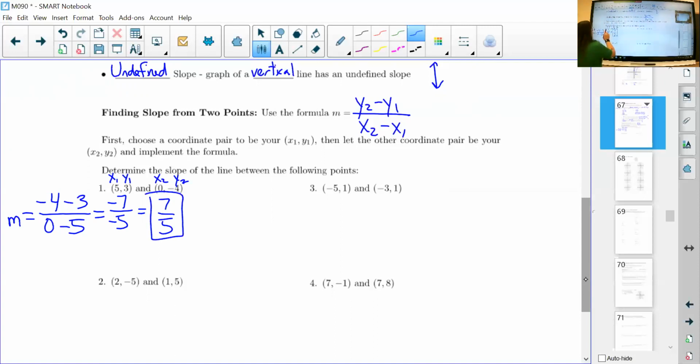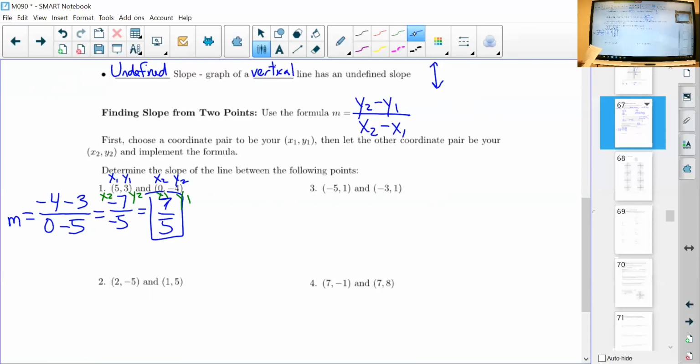Go ahead and try switching these. What happens if you make 5, 3 your x2, y2, and 0, 4 your x1, y1? What do you get? I'll tell you the answer. You should get the same answer. It doesn't matter whether you're looking at this as your first point and this as your second point, or vice versa. Go ahead and take a look at number 2.